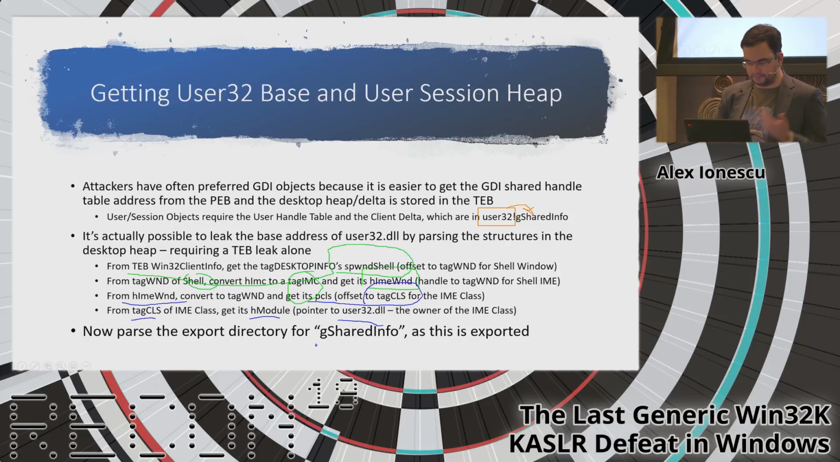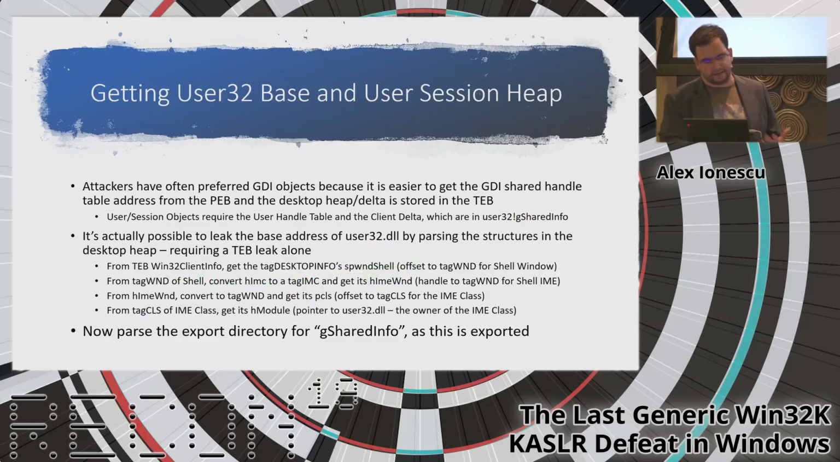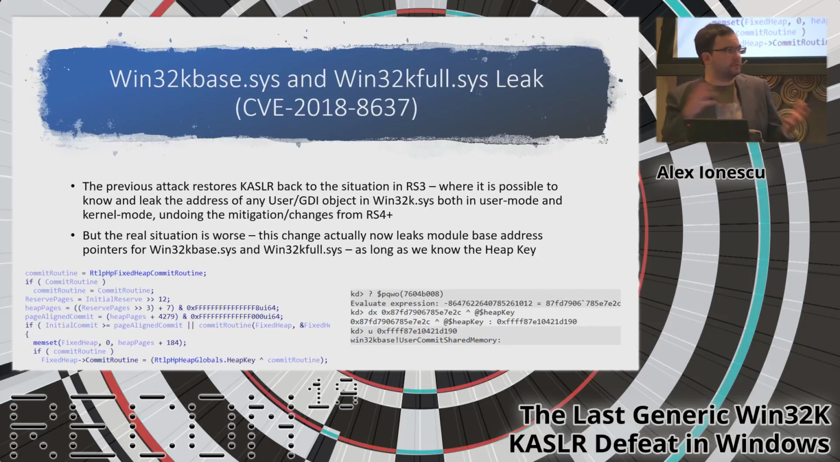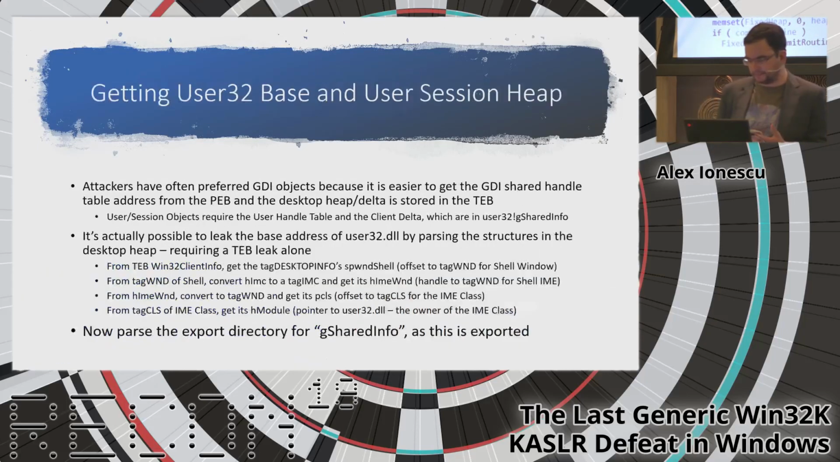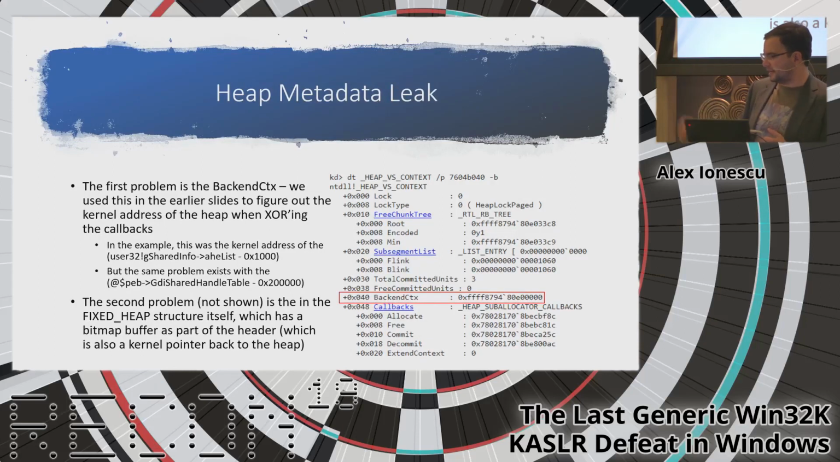Once you have that, you can scan the export directory, do a few more fetches, and you can get gSharedInfo. So again, a lot of these heap structures, people assume they only contain pointers that are relevant to GDI or to user, but there's often pointers to modules, to DLLs. There's other interesting things, even in user space, that are leaked here. So anyway, with what I just mentioned, with that simple heap backend context, you're back in RS3 world. The fact that they randomized and made everything an offset doesn't matter because you can still compute a delta.